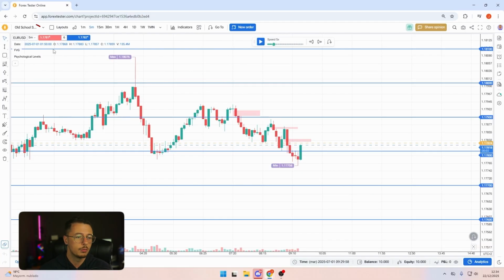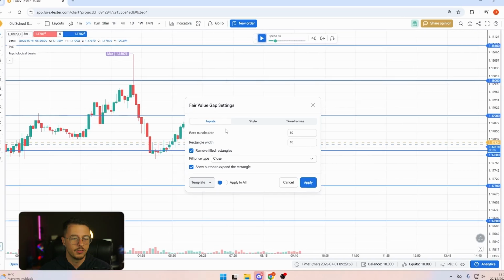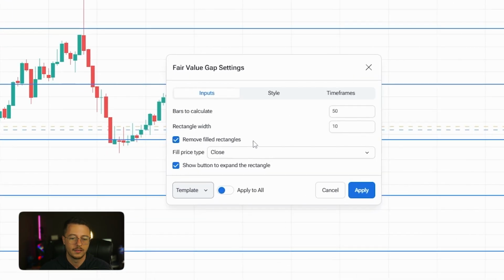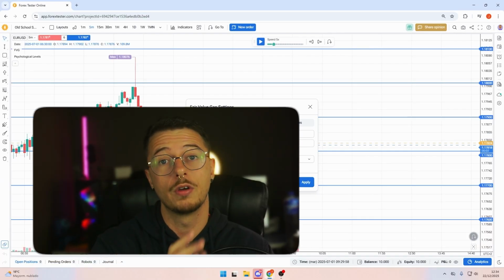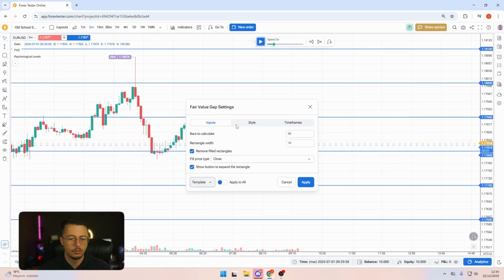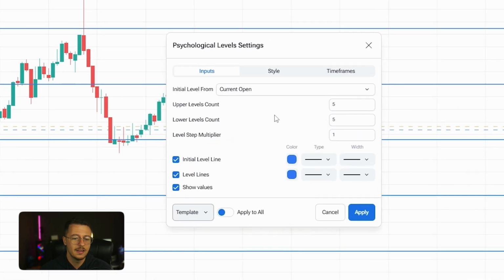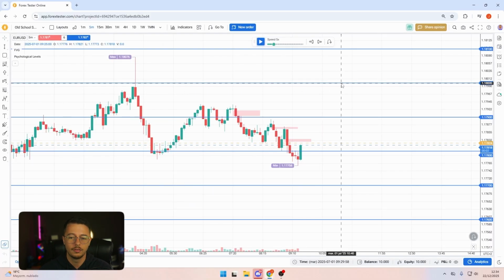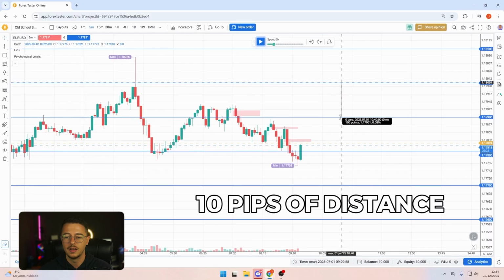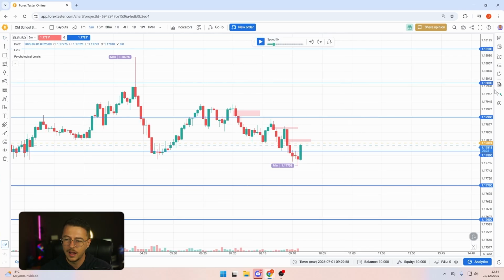So the first thing we need to do is come to the fair value gaps and click remove filled rectangles, because obviously we don't want to use fair value gaps that have already been used. Now that we've got that out of the way, we need to come to the psychological levels, and in here we are going to come to level step multiplier. In this case we're going to set it to 1, so I will have 10 pips of distance between each psychological level that has the double and triple zeros. So we're going to focus on these, especially on the double zeros, because they're the ones that appear the most.